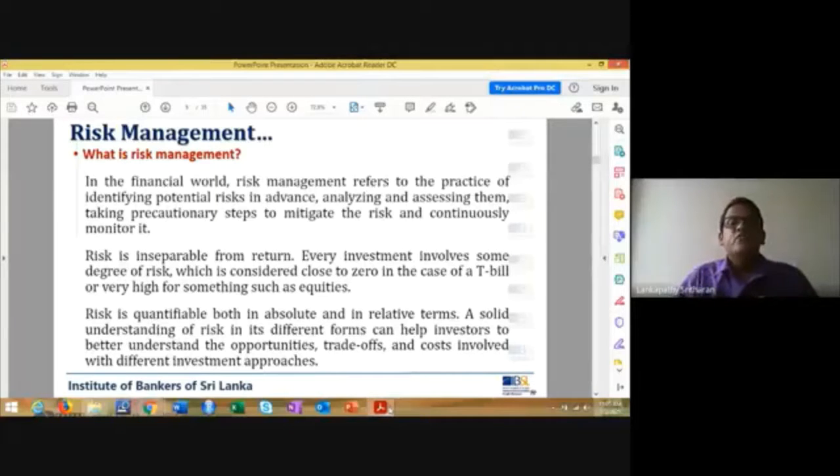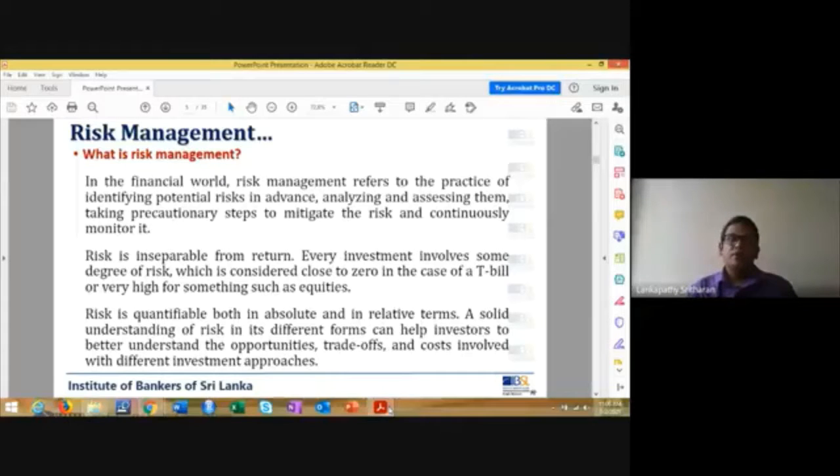So you can't separate risk and return. Definitely, if you want to take the return, you have to accept some portion of risk, some portion of uncertainty, an uncertain future event. Understand? And risk is quantifiable in both absolute and relative terms. What does that mean? The risk is quantifiable in both absolute and relative terms.